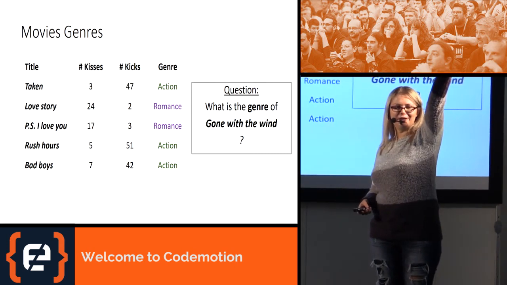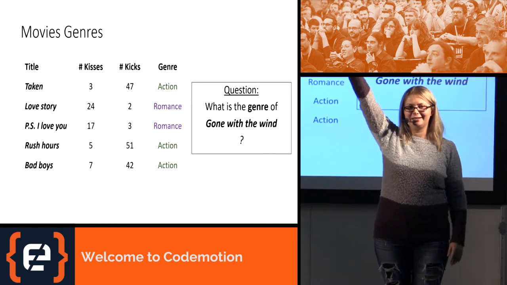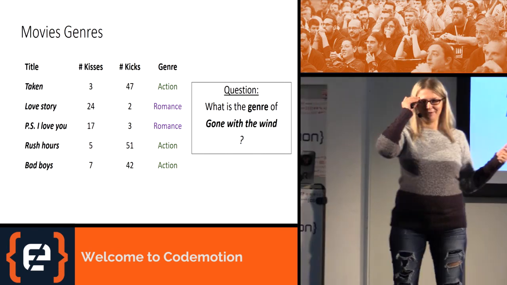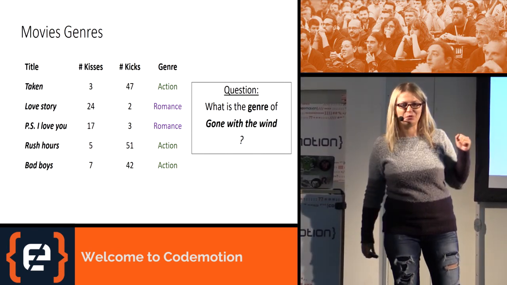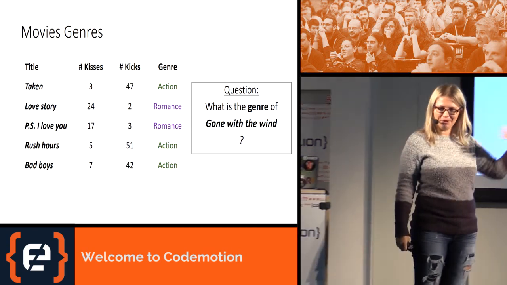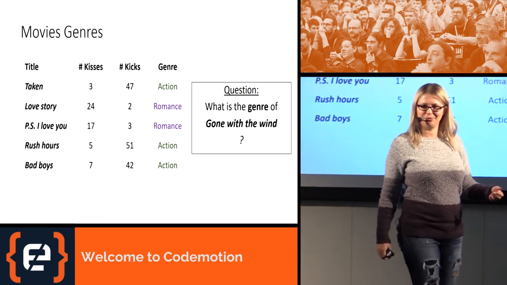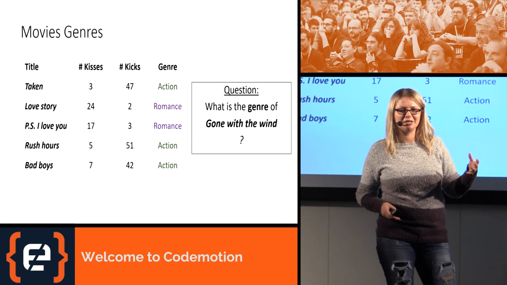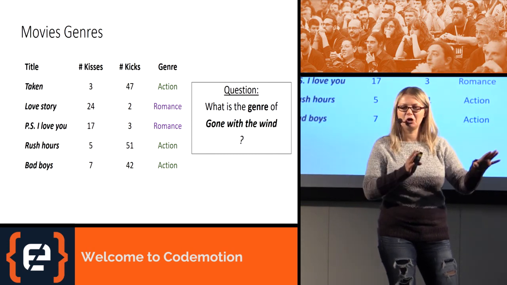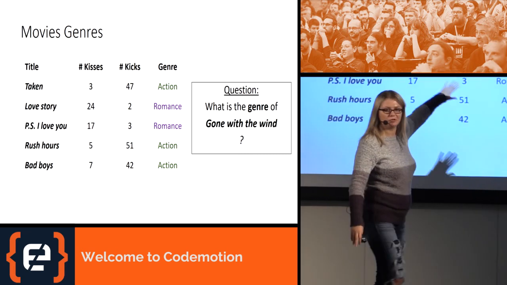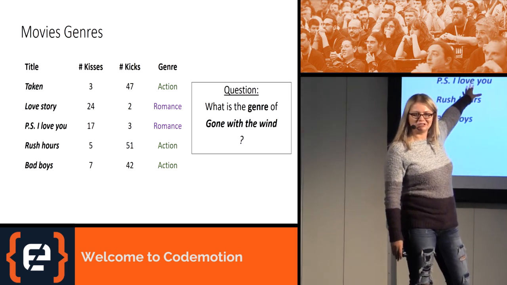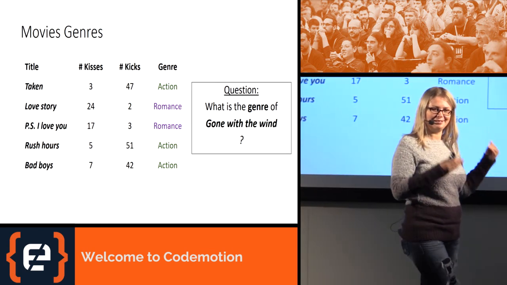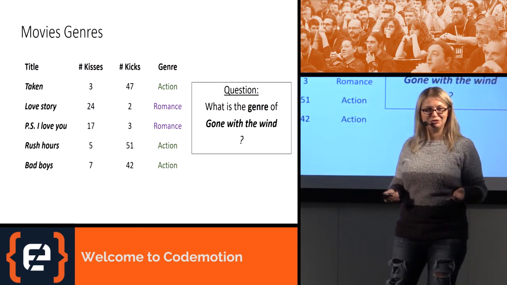Action? Raise of hands. Who thinks it's action? Romance? Yes, it's romance. And the thing is, the way you came up with this genre thing is either you watched the movie and you have some kind of an emotional binding with it, or you heard about the movie or you heard some kind of quotations and you have already idea in your head. You made this classification years ago, even before I asked this question, and you didn't even look at the data, right? Those kisses and kicks didn't really matter because you're not a machine, you're a human being, and you think a little bit differently. How does a machine do it?